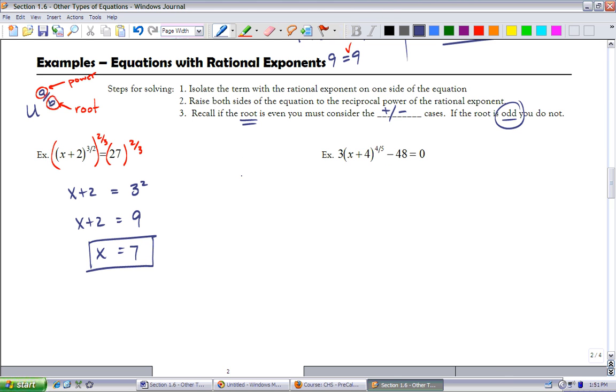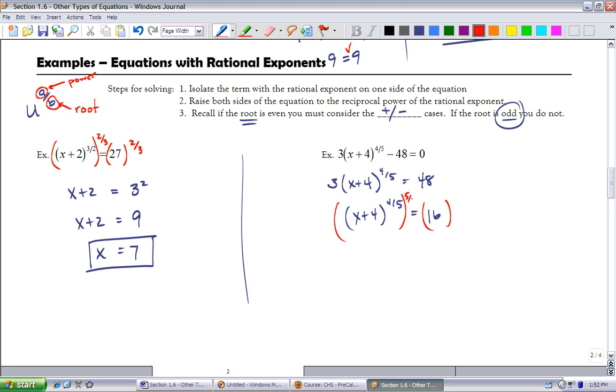The next example, okay, here we don't have it isolated, so I need to add 48 to both sides. Okay, the 4/5 power equals 48. Okay, then we should really divide both sides by 3 to isolate it. So I get x plus 4 to the 4/5 power equals 16. Okay, now I need to take both sides to the 5/4 power, which again sounds like a mess, not too bad. Okay, I'll show you that.